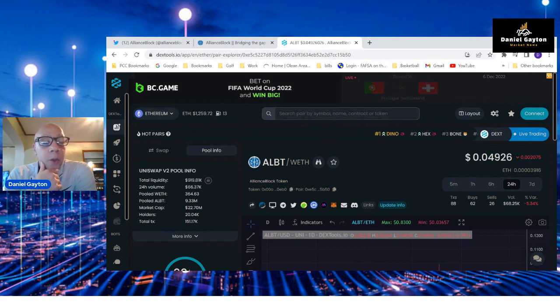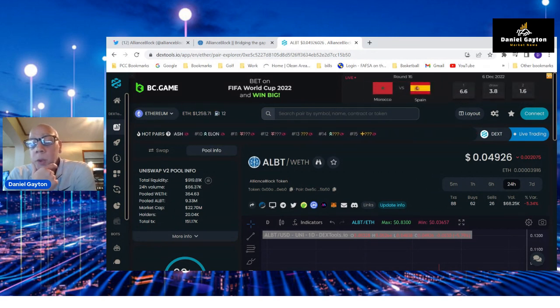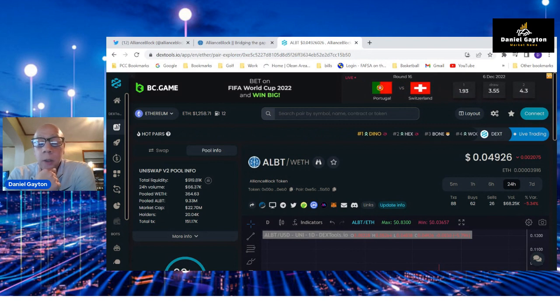The market cap is low at 22.7 million. The holder count is low for one of these ISOs at around 20K. So, it's a good time probably to take a position if this is something that you like. But I encourage you guys to go ahead and do your own due diligence and do your own research on this. So with that, guys, that's my review on Alliance Block.